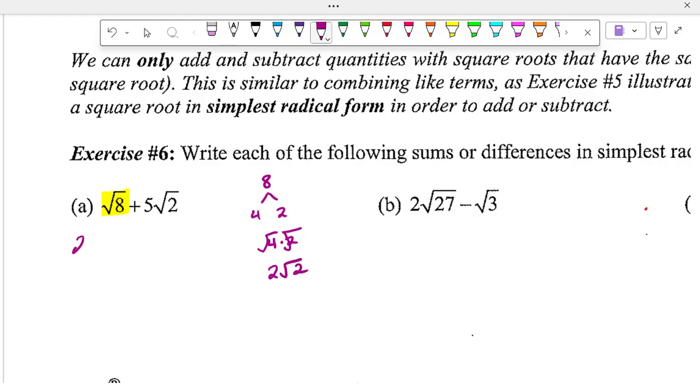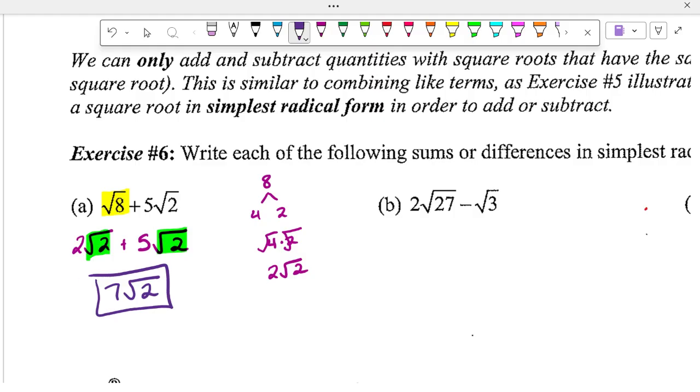So this will be 2 square root 2 plus 5 square root 2. Now I have the same number under the radical. So I can now combine them. So if I do 2 square root 2 plus 5 square root 2, what would I get? 7 square root 2, because 2 plus 5 is 7. That's all we have to do.